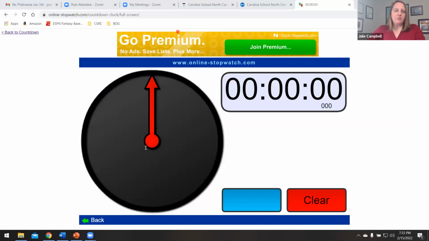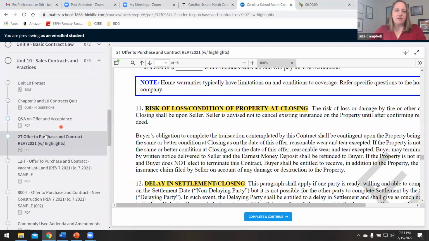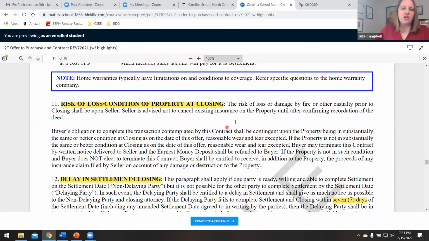So if we look in Learn, Test, Pass, the Unit 10 material, let's go back just for 1 second. The Unit 10 material is what holds our offer to purchase and contract, the current offer to purchase and contract. And specifically, there's a couple minor changes on the risk of loss. It's provision 11 in your offer to purchase and contract. Risk of loss or damage by fire or other casualty prior to closing shall be upon the seller. So the contract tells us that the seller is responsible for the risk of loss.